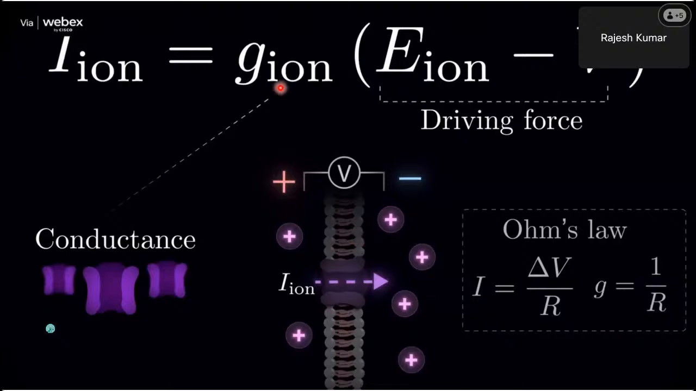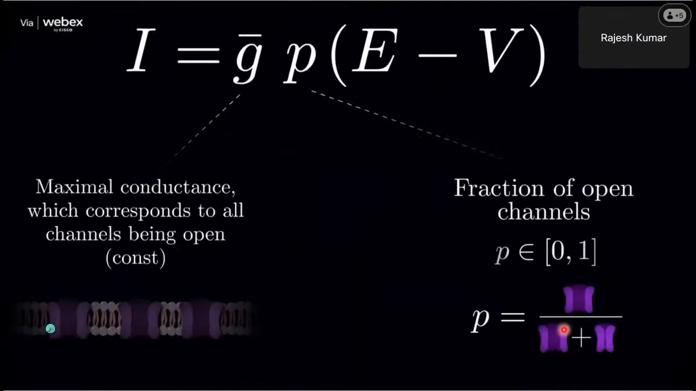Now this G is not as simple as a constant conductance value. This G is variable because it depends on the gates opening and closing. And there is not a single gate, there are many gates there. So it is no longer like in Ohm's law, where we know that resistance is a constant property and V is proportional to R times I. But here, this one is variable, and that makes this thing complex.